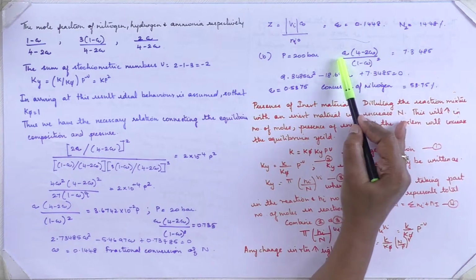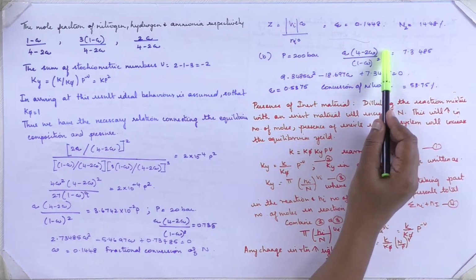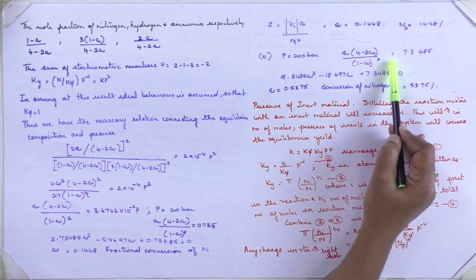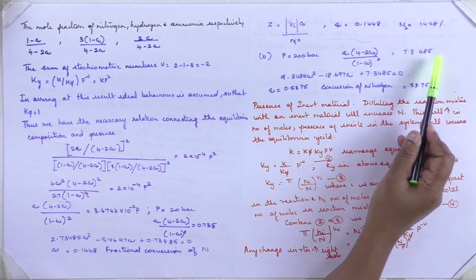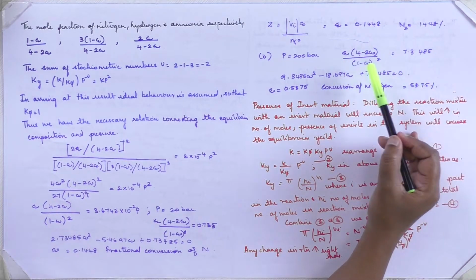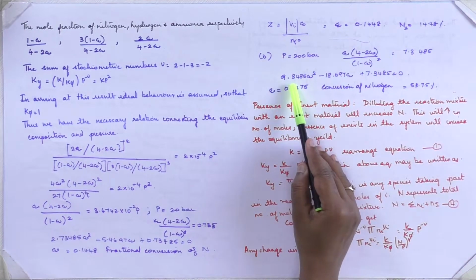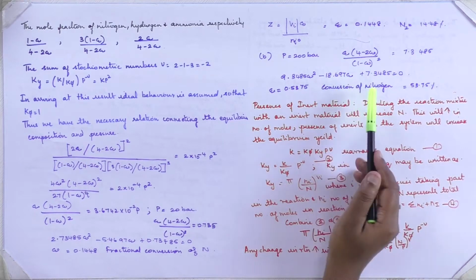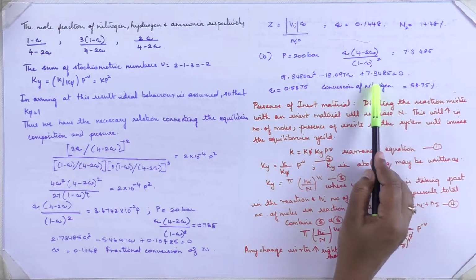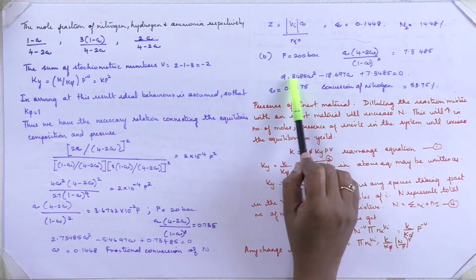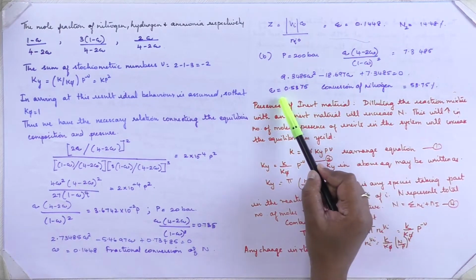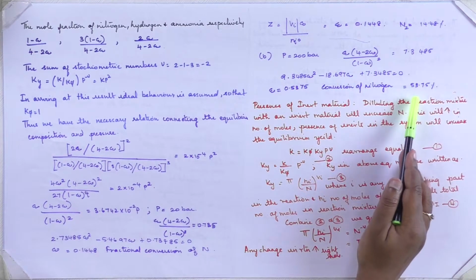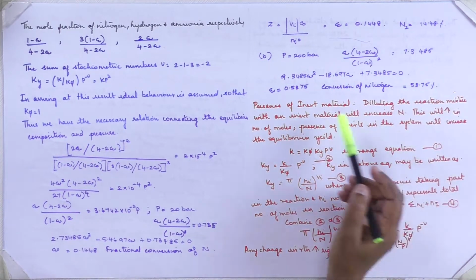Now we substitute the value of P equal to 200 in this equation. We get epsilon into 4 minus 2 epsilon divided by 1 minus epsilon the whole squared, which is equal to 7.3485. Expanding this equation, we get 9.348 epsilon squared minus 18.697 epsilon plus 7.3485 equal to 0, and the value of epsilon is 0.5375, and the conversion of nitrogen is 53.75%.